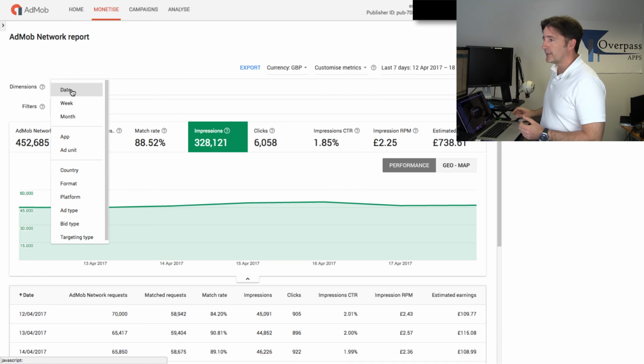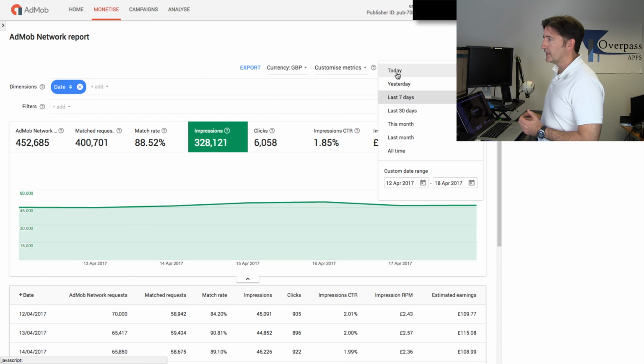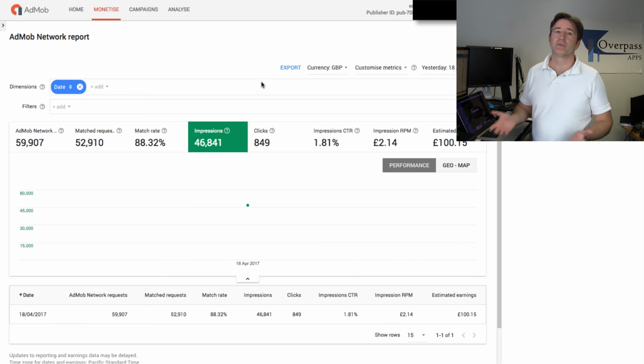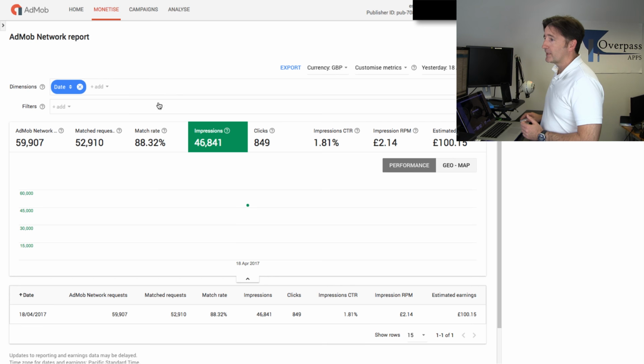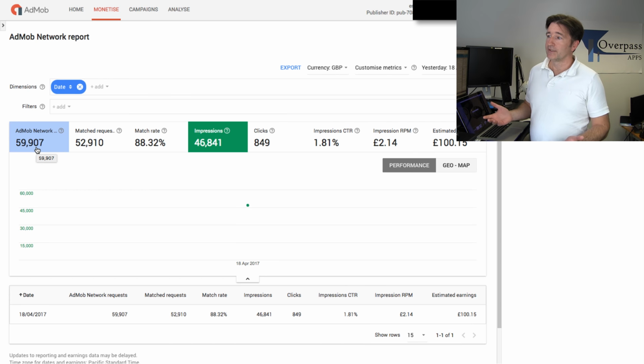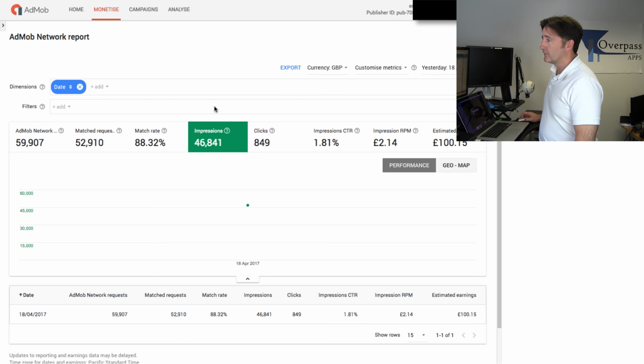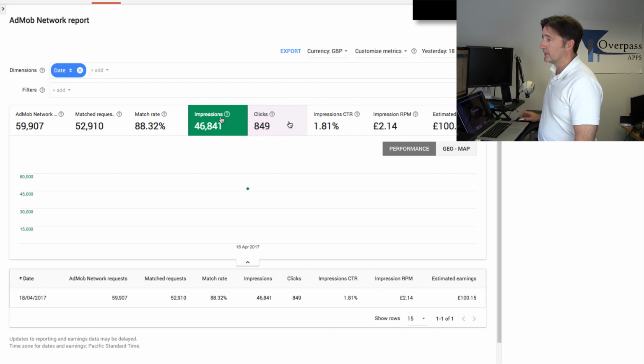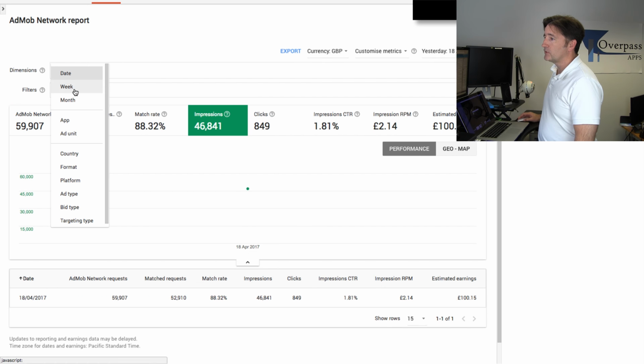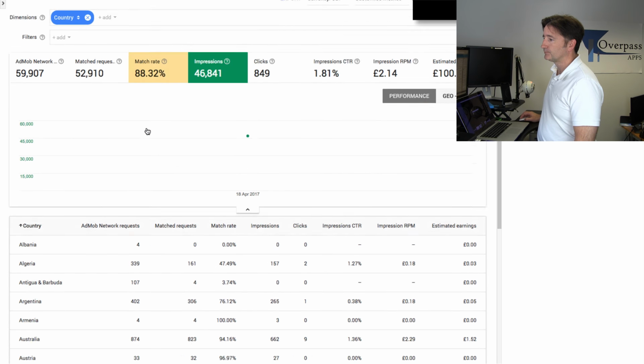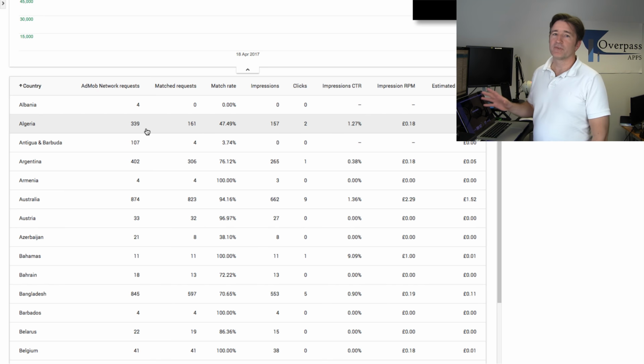So let's go into here and let me just isolate it for yesterday. The £100.15 that came in yesterday. So here we go. That was based on 60,000 requests, 52,000 were answered, 894 clicks, RPM of 214. Now if I change the dimension to country here, you can see most of it's pretty low.